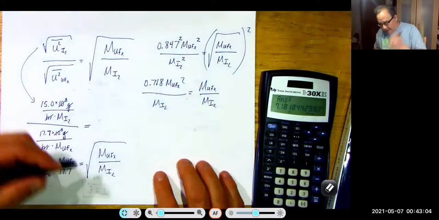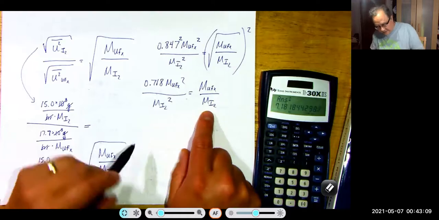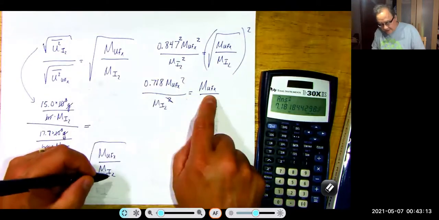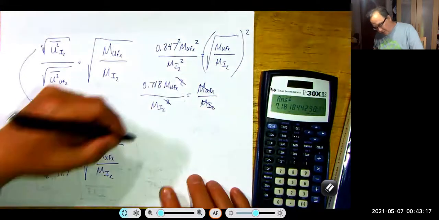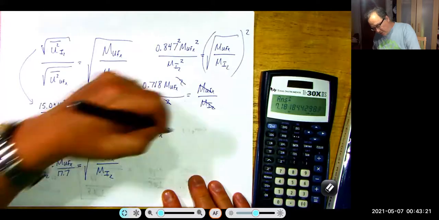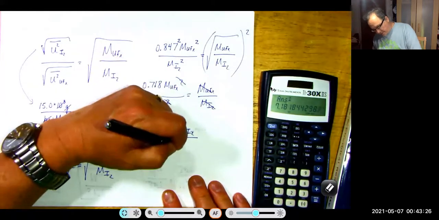Okay, so we can see what's going to happen here is that one of these is going to cancel with one of these, so I'm going to do that. One of these is going to cancel with one of these, so I'm going to do that. So we get the molar mass of UFX is equal to the molar mass of I2 divided by 0.718.